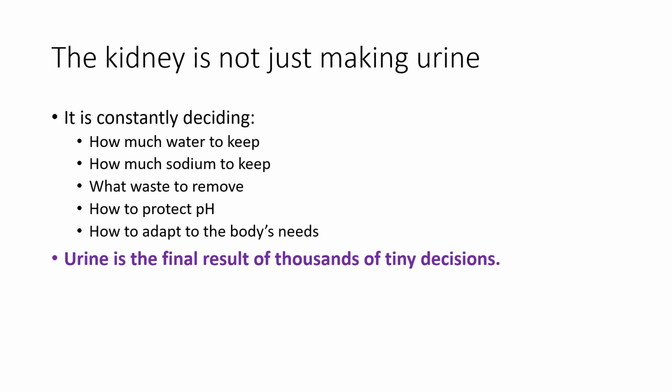So, renal physiology becomes easier if you stop thinking of it as a list of transporters and start thinking of it as a mechanism to maintain the homeostasis. The kidney is constantly deciding how much water to keep, how much sodium to keep, what waste to remove, how to protect the pH, how to maintain the pH, and how to adapt to different physiological needs of the body. Urine is just the final result of all these tiny decisions.